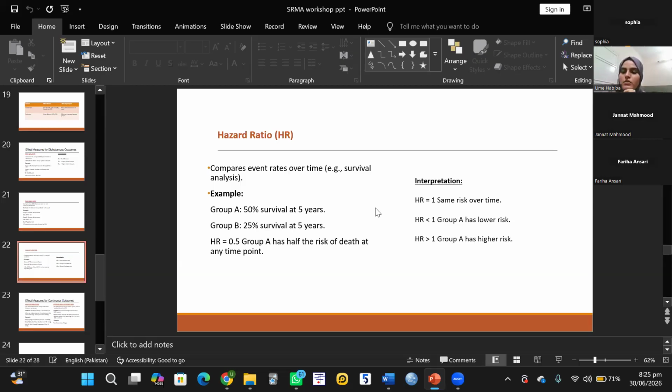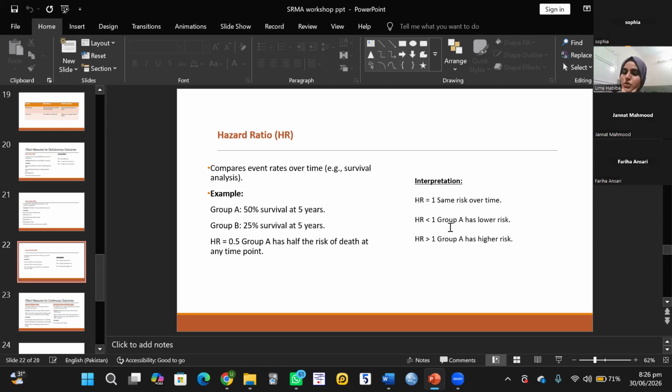it means that if someone gets diagnosed today, after 5 years, the rate of their survival is 50%. Half of them would die. Group B, if someone got diagnosed today, after 5 years, 25% would survive. Like out of 100, 75 would die and only 25 would survive. So this is in the form of a percentage, and it's the survival analysis. It's your survival rate, right? If it's less than 1, group A has lower risk. If it's greater than 1, again like risk ratio, group A has higher risk.